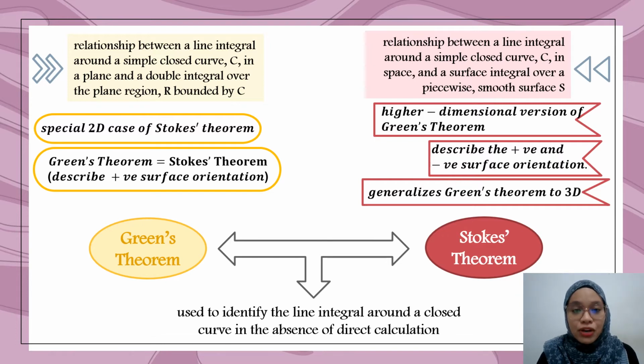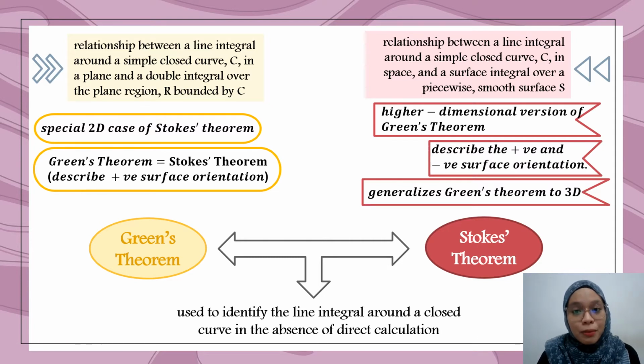Stokes theorem can be regarded as a higher dimensional version of Green's theorem because it describes the positive and negative surface orientation. It also generalizes Green's theorem to three dimensions. Nevertheless, when they serve the same purpose, the differences are not so significant. The similarity between these two theorems is that both are used to identify the line integral around a closed curve in the absence of direct calculation.